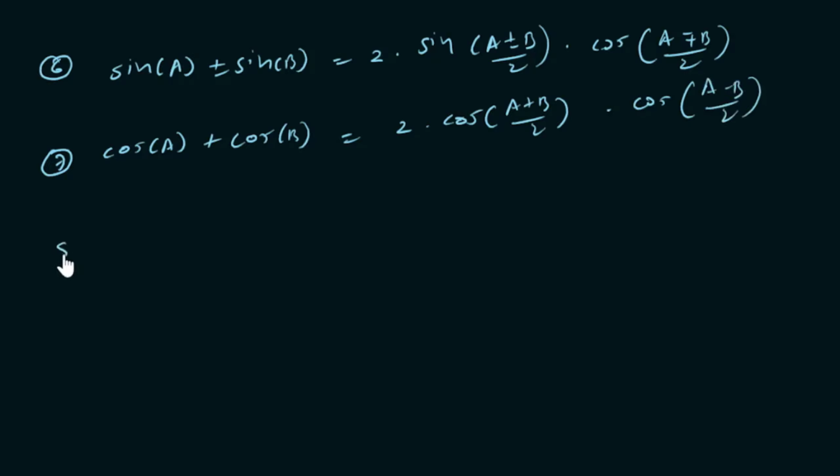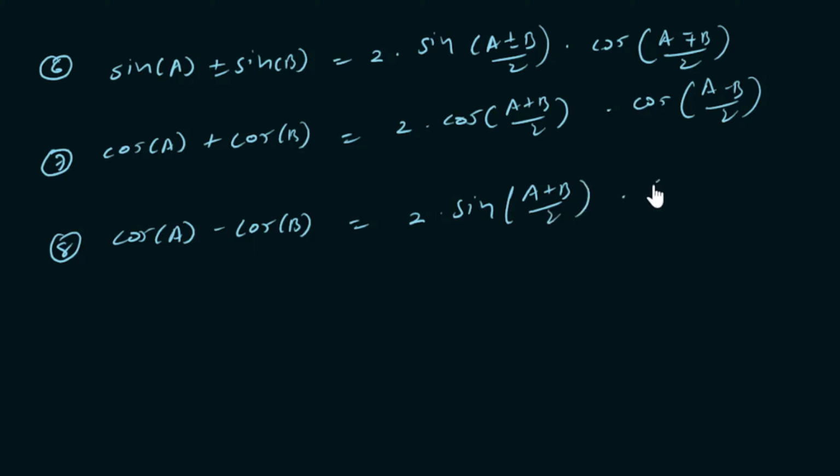Our eighth trigonometric identity is cos of A minus cos of B equals 2 sine of A plus B by 2 into sine of B minus A by 2. So these are the eight trigonometric identities which you need to remember. Using these identities, you can solve any kind of trigonometric functions, and if this is used in any kind of physics problems, it will be simple and easier to solve those problems.